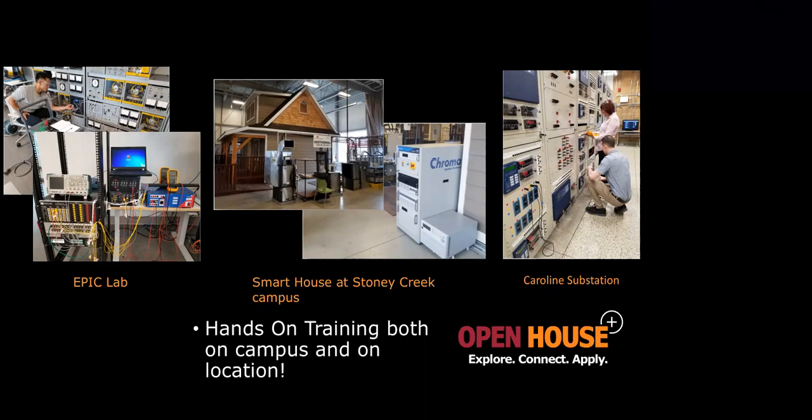So also we have a smart house at Stony Creek campus, and that's something that students can use again for any research projects. And we have a solar system emulator, like the Chroma, the one that you see there on the slide. And also we have a substation, the Caroline substation.